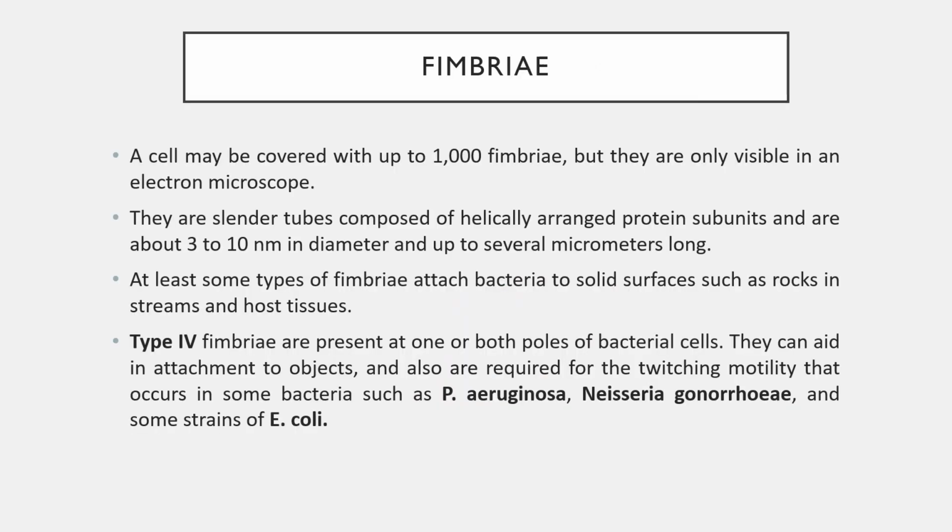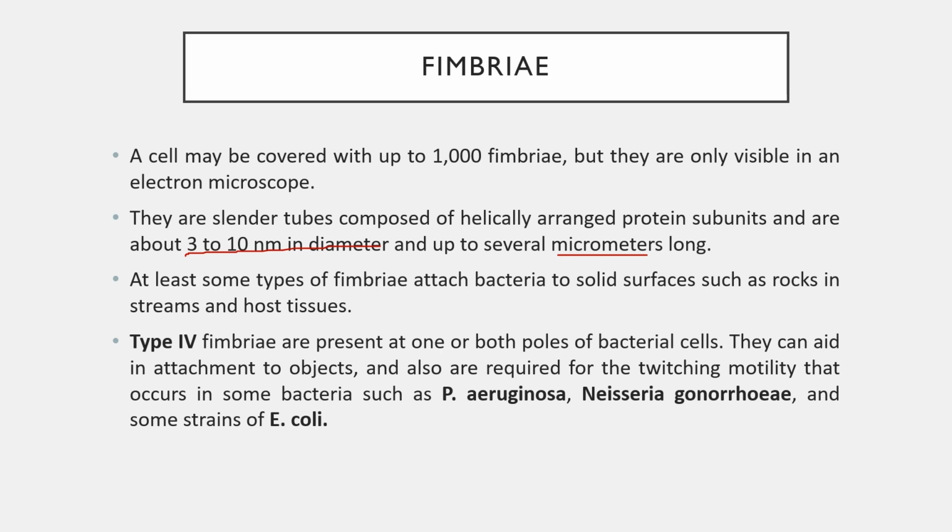Then approximately thousands of fimbriae are present on the bacterial cell, but we cannot see them with our naked eyes, and they are only visible through electron microscope as they are very tiny minute structures, and they are in the form of cylinder tubes composed of helically arranged protein subunits, and they are about 3 to 10 nanometer in diameter with several micrometers long. So fimbriae are long structures of several micrometers having the diameter of 3 to 10 nanometer.